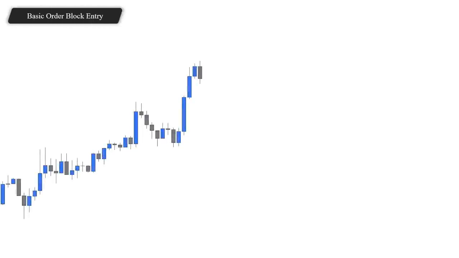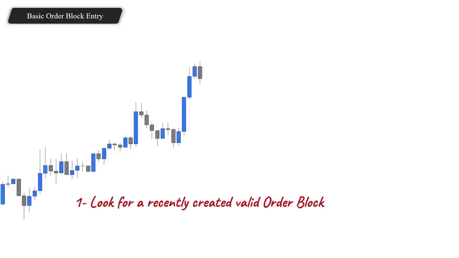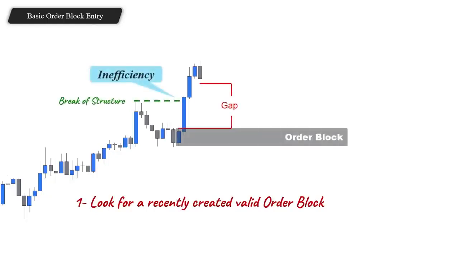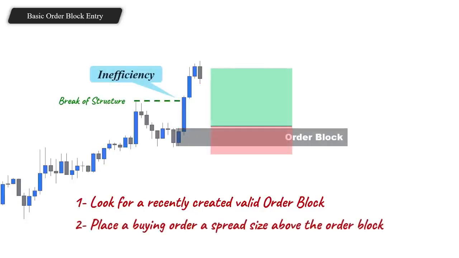This setup is a basic order block entry when it is aligned with certain market conditions. In the first step, we look for a valid and fresh order block that the market has recently created. A valid order block must have obvious inefficiency and fair value gaps between the wicks breaking the market structure. Then we simply place a buying order a spread size above the order block zone and place our stop below the swing low.